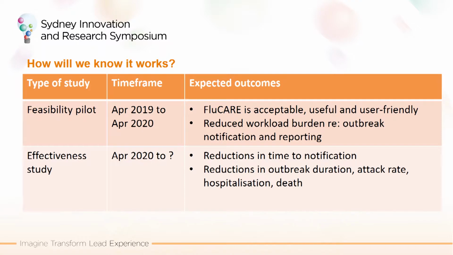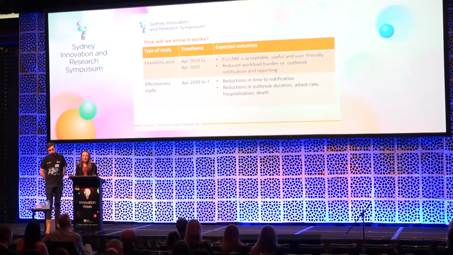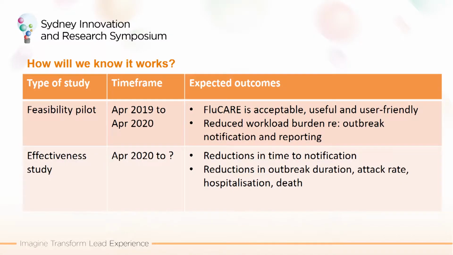So in the first year, we'll be looking at a pilot evaluation, and that's really what we call a feasibility pilot. So during this stage, we'll be looking to test with the nursing home staff whether the application actually works, whether it's useful and user-friendly, and we'll also be starting to look at some of those factors that might help us scale up into a further effectiveness study. We're also interested in knowing, does it actually contribute to reducing that workload burden in terms of that data collection and reporting? And then following that, we'll also be looking for research grants to help us with the effectiveness study.